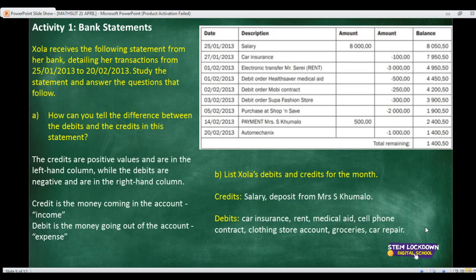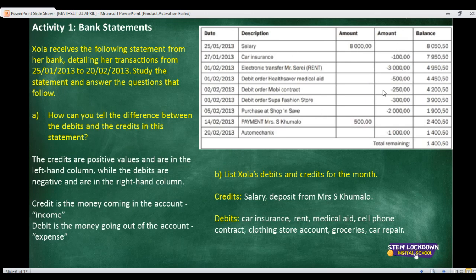And then example 1 would work on bank statements. In the top right-hand corner, you have the bank statement. Ola receives the following statement from her bank detailing her transactions from 21 January 2013 to 20 February 2013. Study the statement and answer the questions that follow.